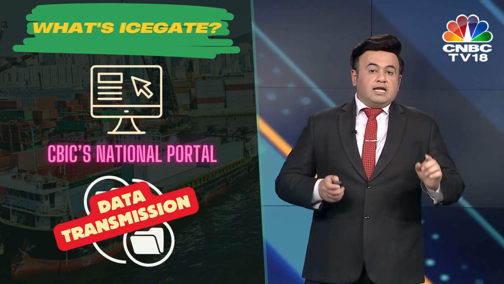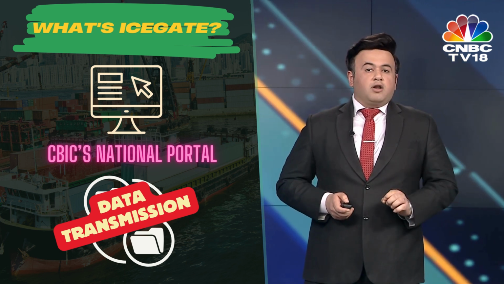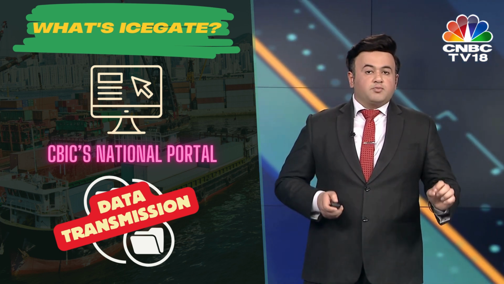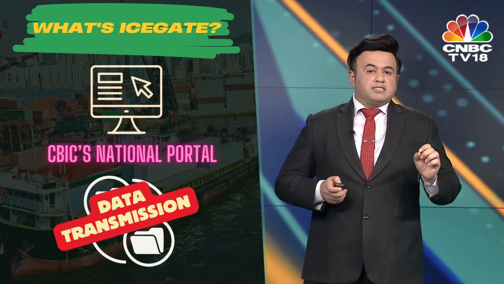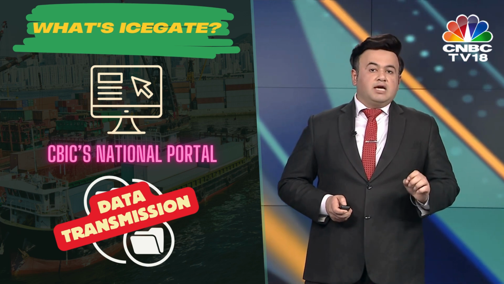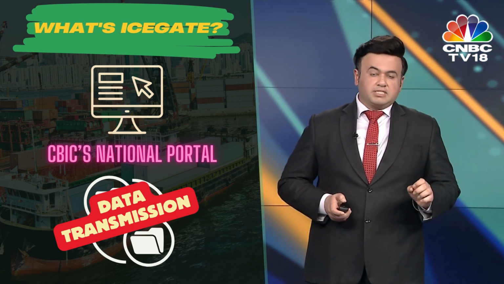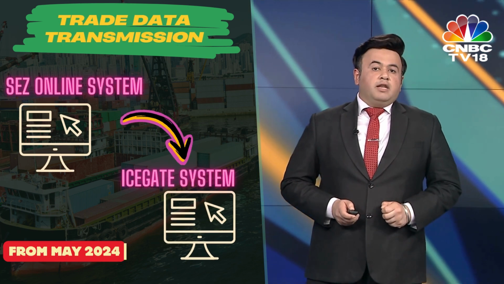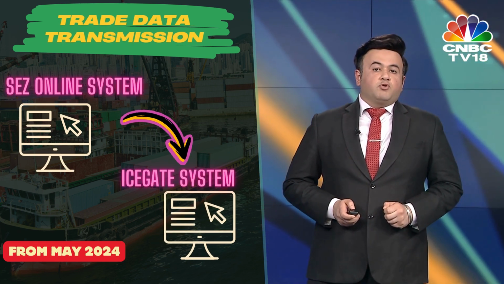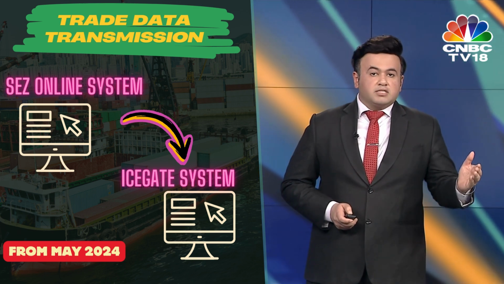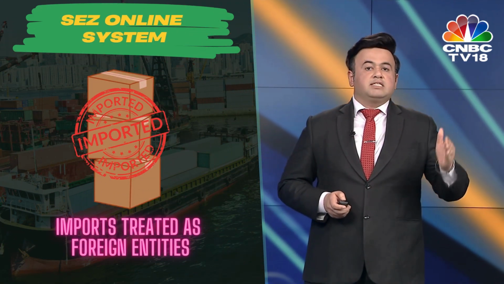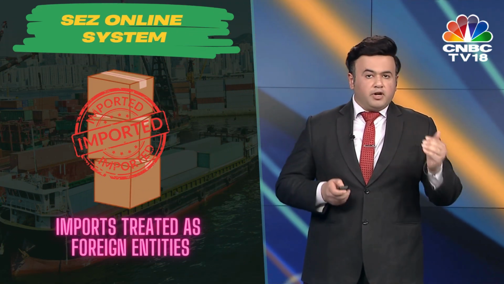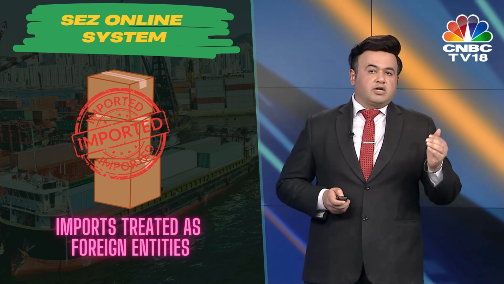Both systems, that is IceGate as well as SEZ Online, were transmitting the data on exports and imports separately to the Directorate General of Commercial Intelligence and Statistics, commonly known as the DGCIS, for publishing foreign trade statistics. From May 2024, India started migrating its data on exports and imports from the SEZ Online system to IceGate. SEZs used to be counted separately on the SEZ Online system, as they are treated as foreign entities for purposes of levy of customs duty.